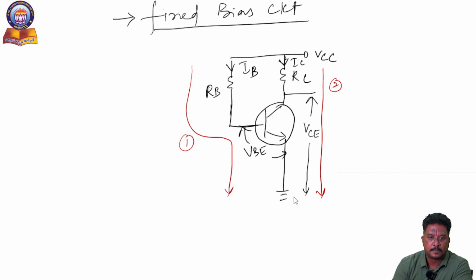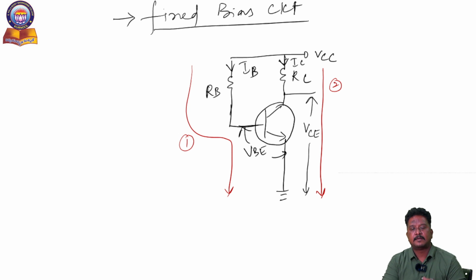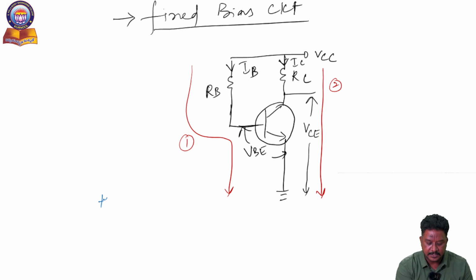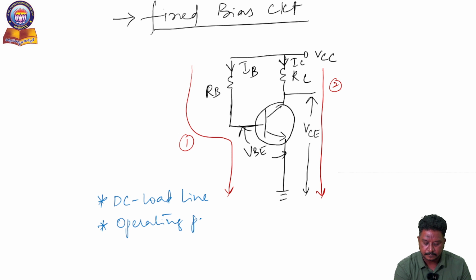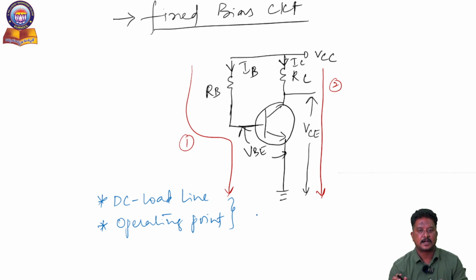So I am considering 2 paths. One is path 1 and the other one is path 2. Applying KVLs on path 1 as well as path 2. First, initially I want to locate the DC load line, and after that I want to locate the operating point. After finding these two only, we can say whether the transistor is continuously operating in active region or not.